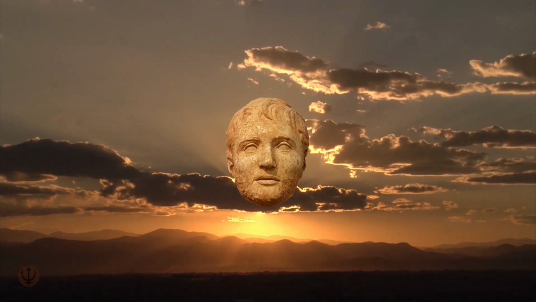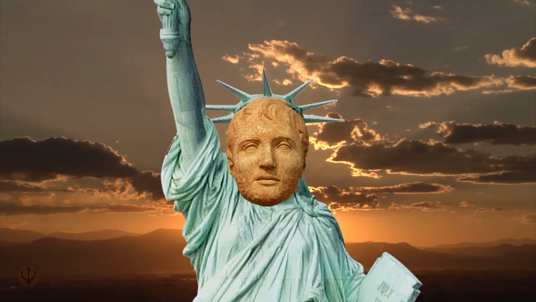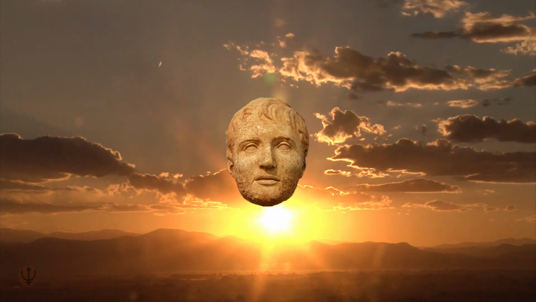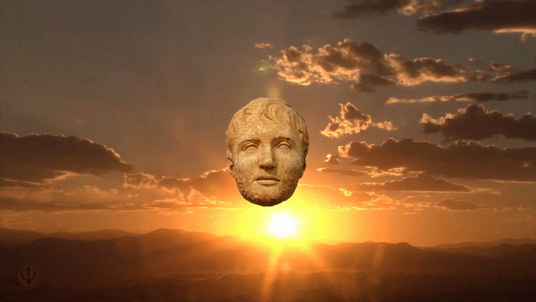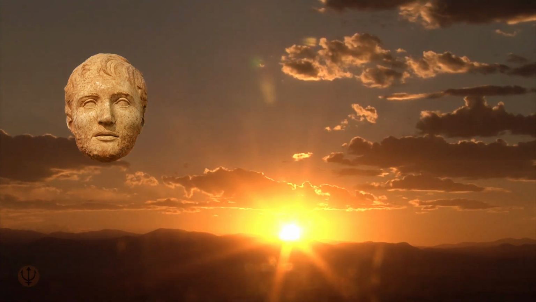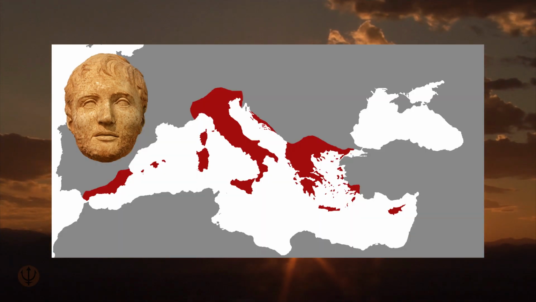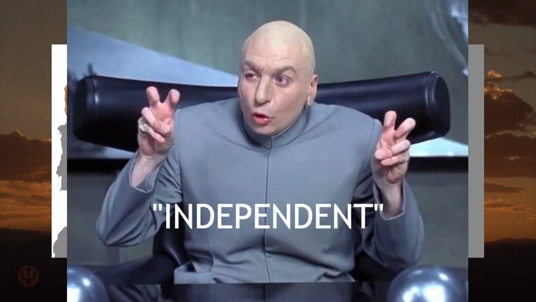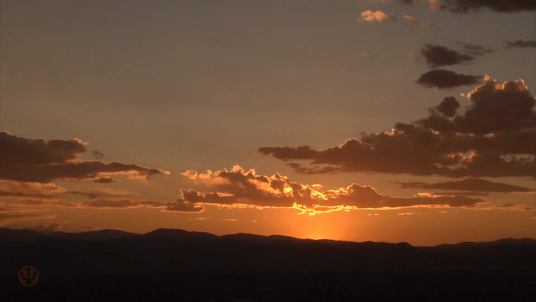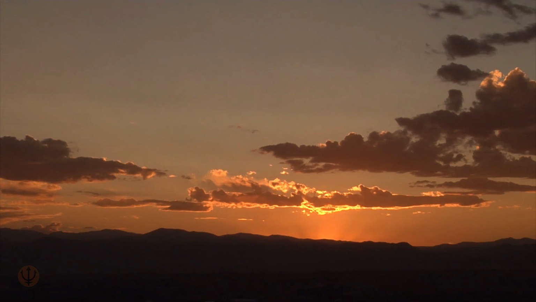By 196, Flamininus, the liberator of Greece, declared that all Greek states which had been subject to Philip were free of his rule, and Flamininus then established a Roman protectorate over these independent city-states. And so ended the Second Macedonian War.